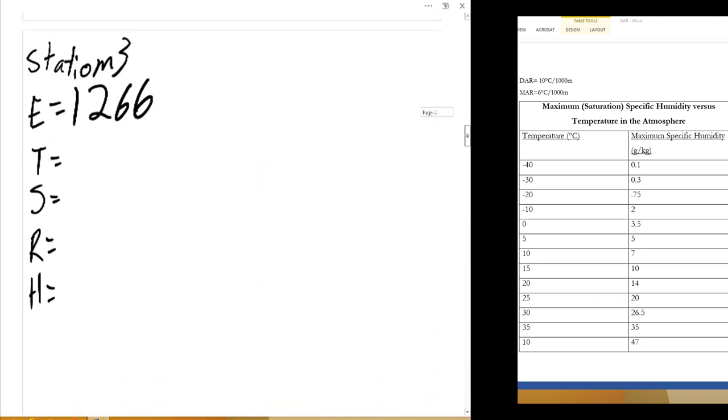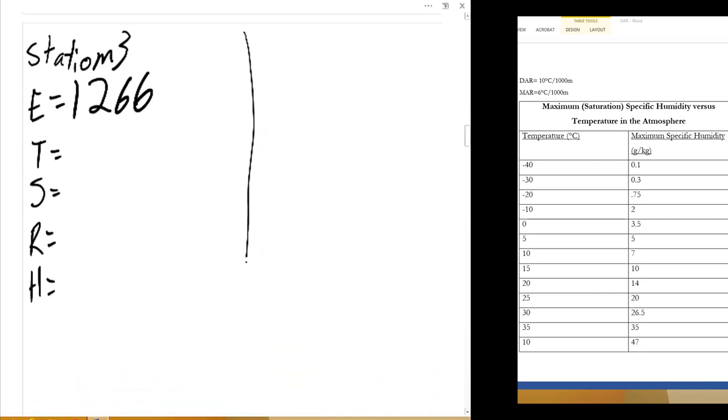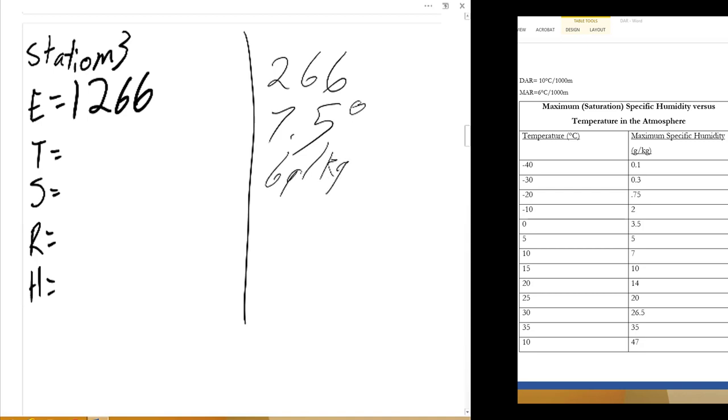So if we move on to our next one, what is our change in elevation this time? Well, our last one had an elevation of 266. It had a temperature of 7.5. It had a specific humidity of 6 grams per kg. And a relative humidity that was 100%. And we had lost 0.3 grams since the last station. It's not important for this next station, though. So, what is our change in elevation this time?